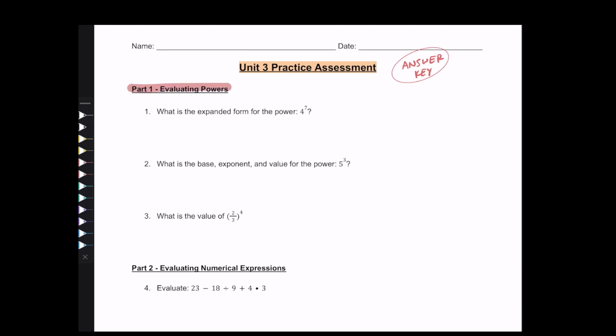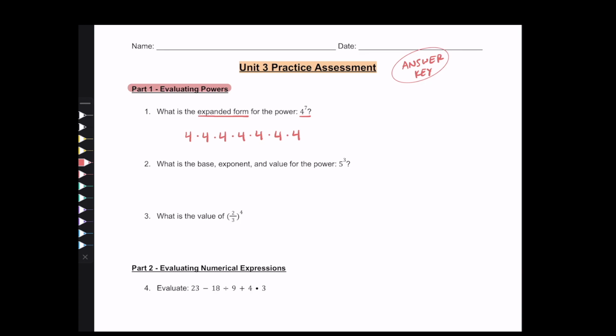Let's jump right into this first part where we're going to practice evaluating powers. For this first example, it says, what is the expanded form for the power 4 to the 7th power? So expanded, this is just going to be 4 times 4 times 4, that's 3 of them, that's 4 of them, that's 5, and that's 6, and then that is 7. So this is going to be the expanded form. Okay, so there's number 1.